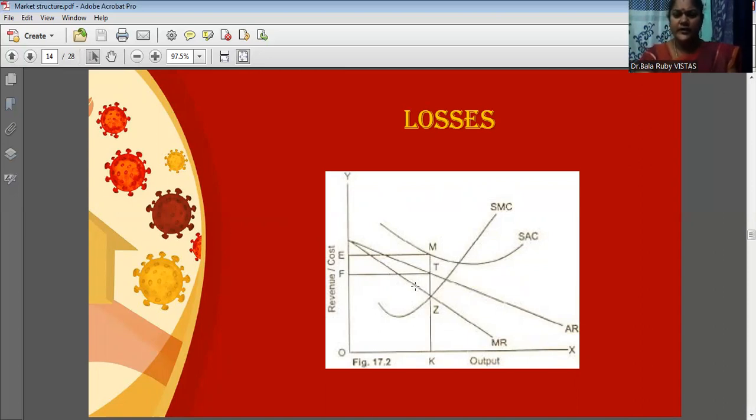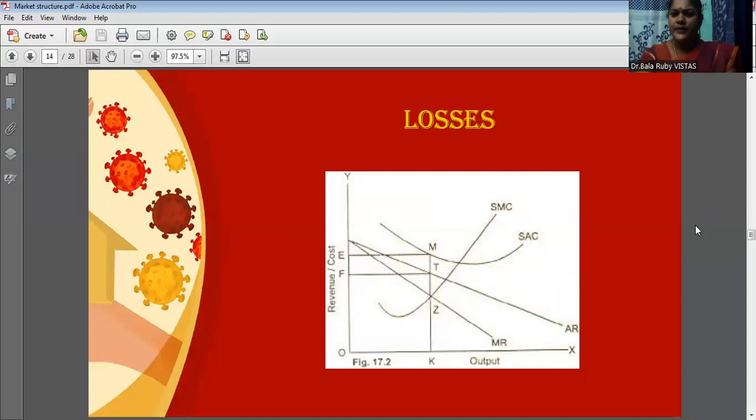Then you identify the equilibrium point. See here, this is the MC curve, this is the MR curve. Both these curves intersect at this point. So this is the equilibrium point Z. Now from this equilibrium point, just draw a perpendicular line to the x-axis and extend this perpendicular line up to the average cost curve. So here average cost is OE, average revenue is OF. So the remaining portion, that is FTME1, this is the possibility of incurring losses.